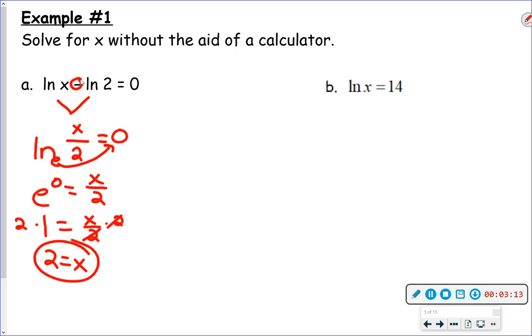Got it. So condense and then rewrite in exponential. Same thing for this one. I can't condense anything. It's really in base e, so I'm going to put it into exponential. e raised to the opposite side is our argument. Now I can't use my calculator, so I can't punch in e to the 14th, so I'm just going to leave it. We've got x alone. That's as simple as it's going to be.